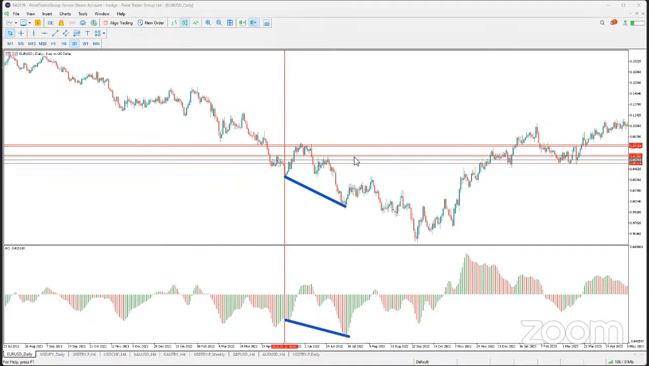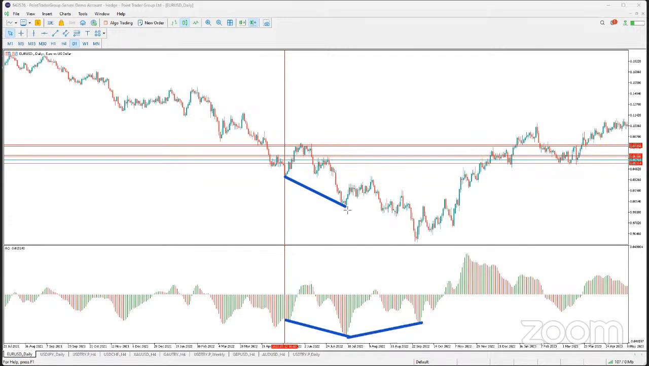Is there a divergence? What do you think? No, because there's no difference between the pure price action and the indicator itself. This is what I wanted to hear, right? So as you can see here, okay, what do you think of this one?